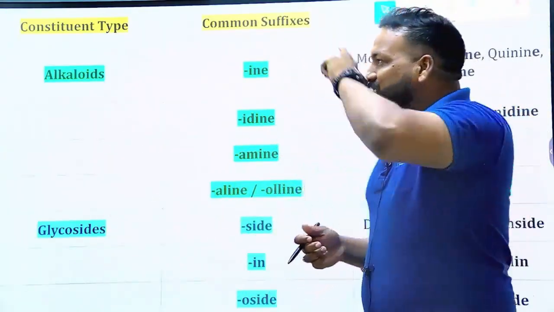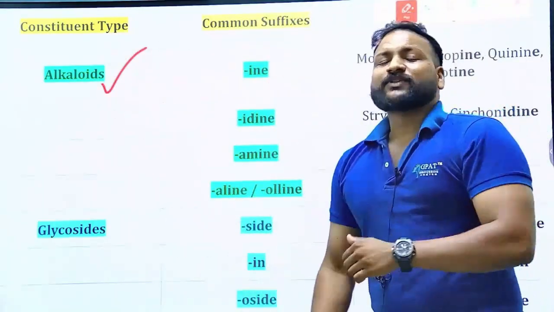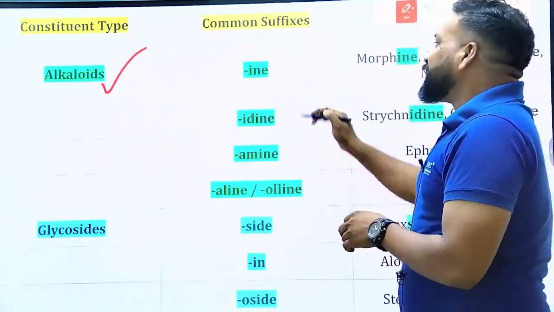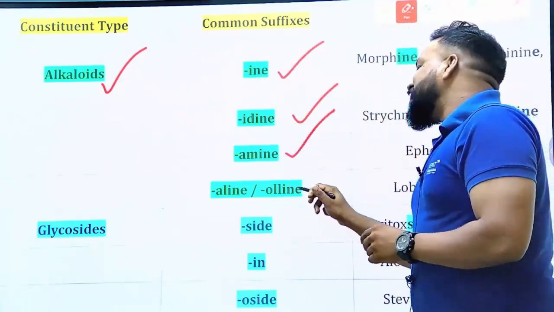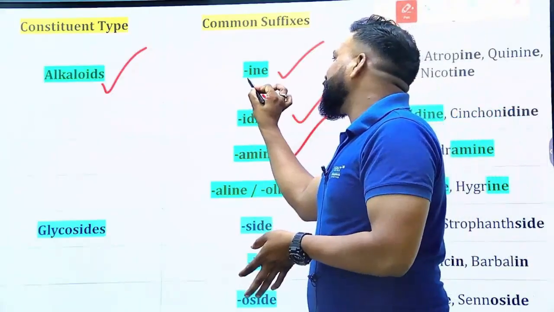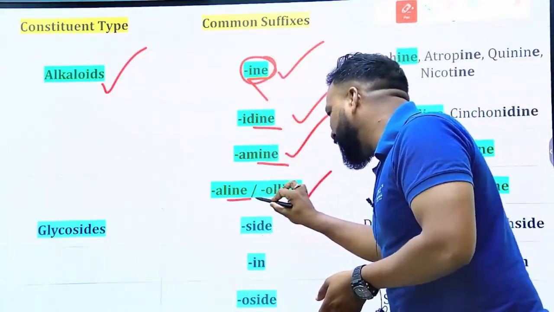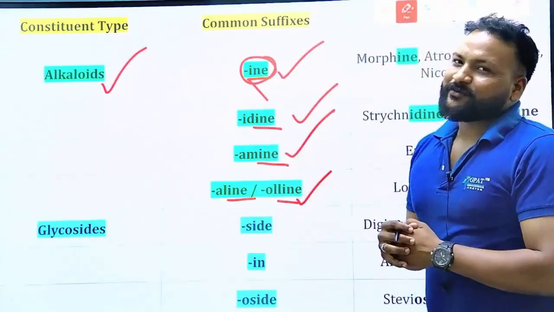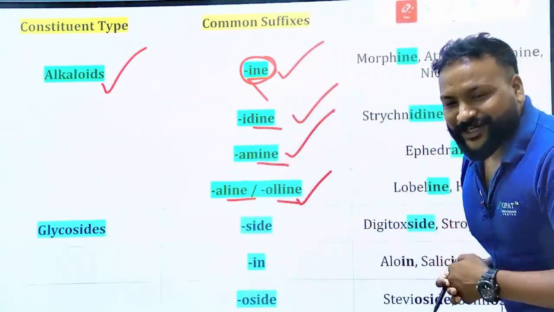Okay, let's start with alkaloids. Most alkaloids have these suffixes: ine, idine, amine, aline, and oline. But if you look at it carefully, every alkaloid ends with ine. So ultimately, if it ends with ine, undoubtedly that is an alkaloid.